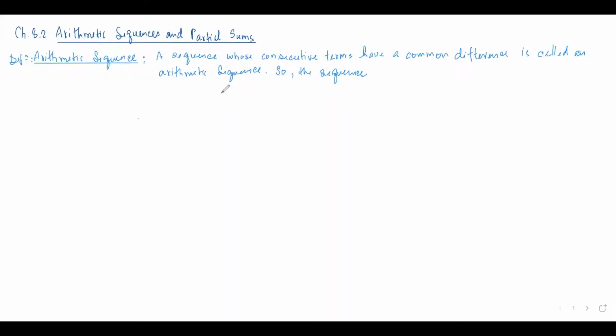Hello everyone. Today we continue with the next chapter, 8.2. Before, we learned the definition of sequence and series, right? But today we're going to learn a more specific sequence, which is called the arithmetic sequence, and the partial sum.